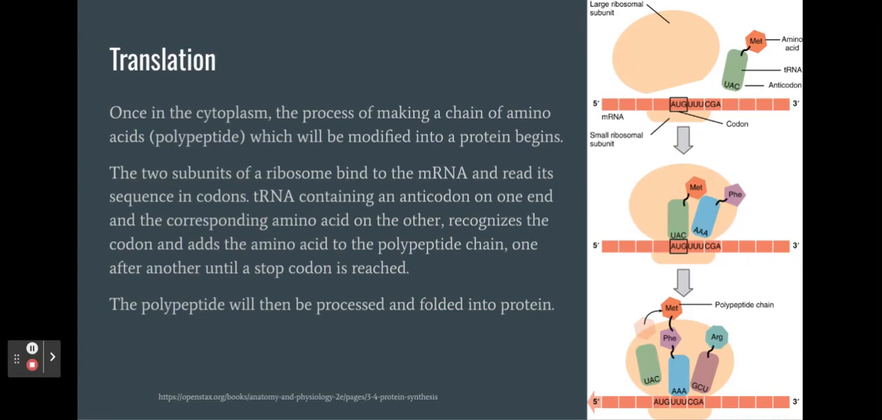The process continues until a stop codon with a particular sequence tells the ribosome to stop. The polypeptide is released and will be processed and folded into protein, the protein that was coded for in the gene on the DNA.